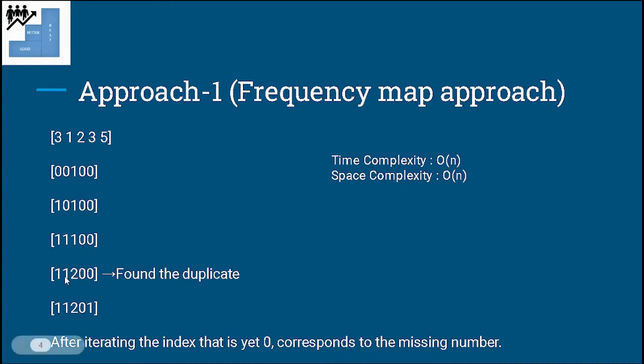We do this incrementing of the index for the entire array, and the index which remains set to 0, the corresponding number was not found in this array. That gives us the answer for the missing number. The time complexity in this approach is O of n, because we have to iterate over the entire array. And the space complexity is also O of n because we have to make one more array of the same size.